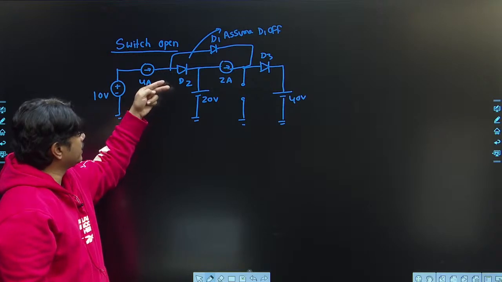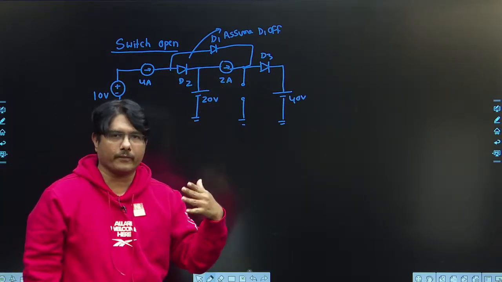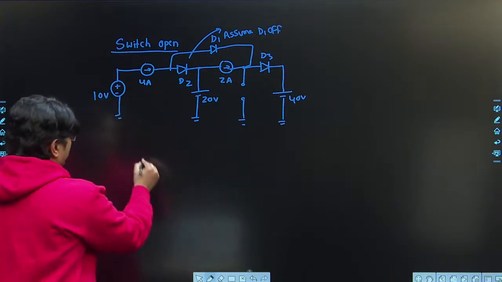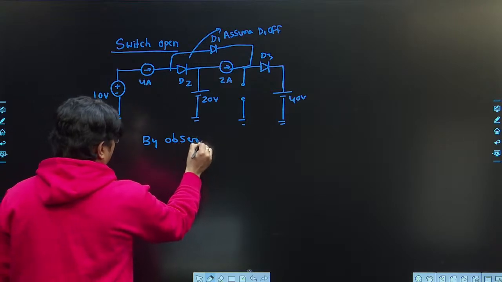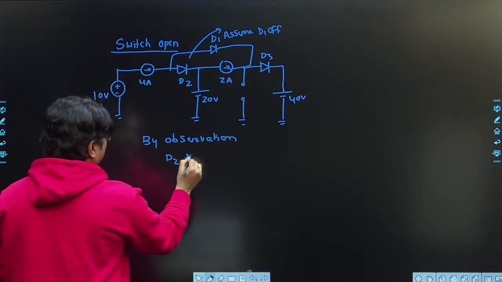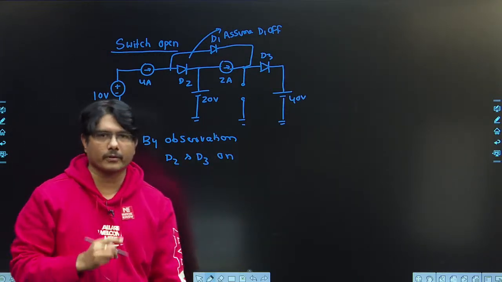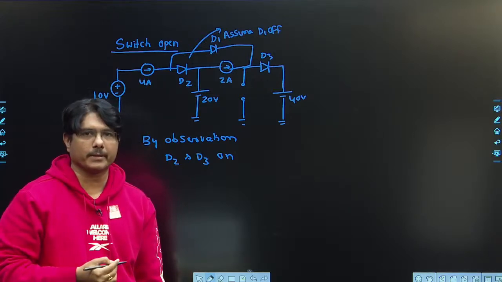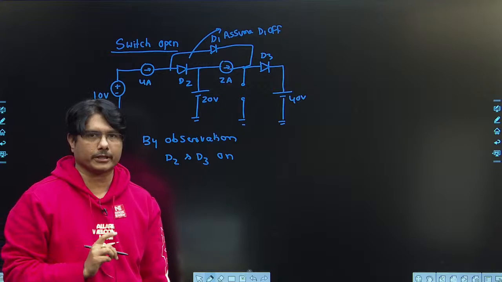And not only that, this current will divide into 2 parts and 2 amperes will go directly to D3 in forward. So by observation you can tell very simply, we can tell 2 diode positions very easily. D2 and D3 will be on by observation. The current is going in forward direction, so D2, D3 will be on. Only one thing we have to check: whether D1 is on or off.